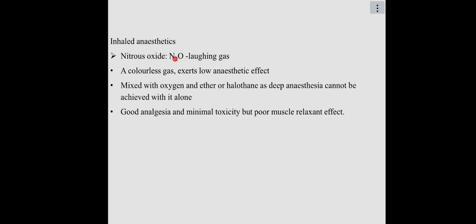So you find the N2O exerts a low anesthetic effect. So it requires to be in a mixture. You mix it with oxygen, you mix it with halogen, and it gives you deep anesthesia and good analgesia and minimal toxicity, but poor muscle relaxant effects. Remember, we said you might have one or two, not everything. You can see this one does not cause deep anesthesia, so you have to combine. It has good analgesic activity, minimal toxicity, but very poor muscle relaxant effect. So you must give it with muscle relaxants.